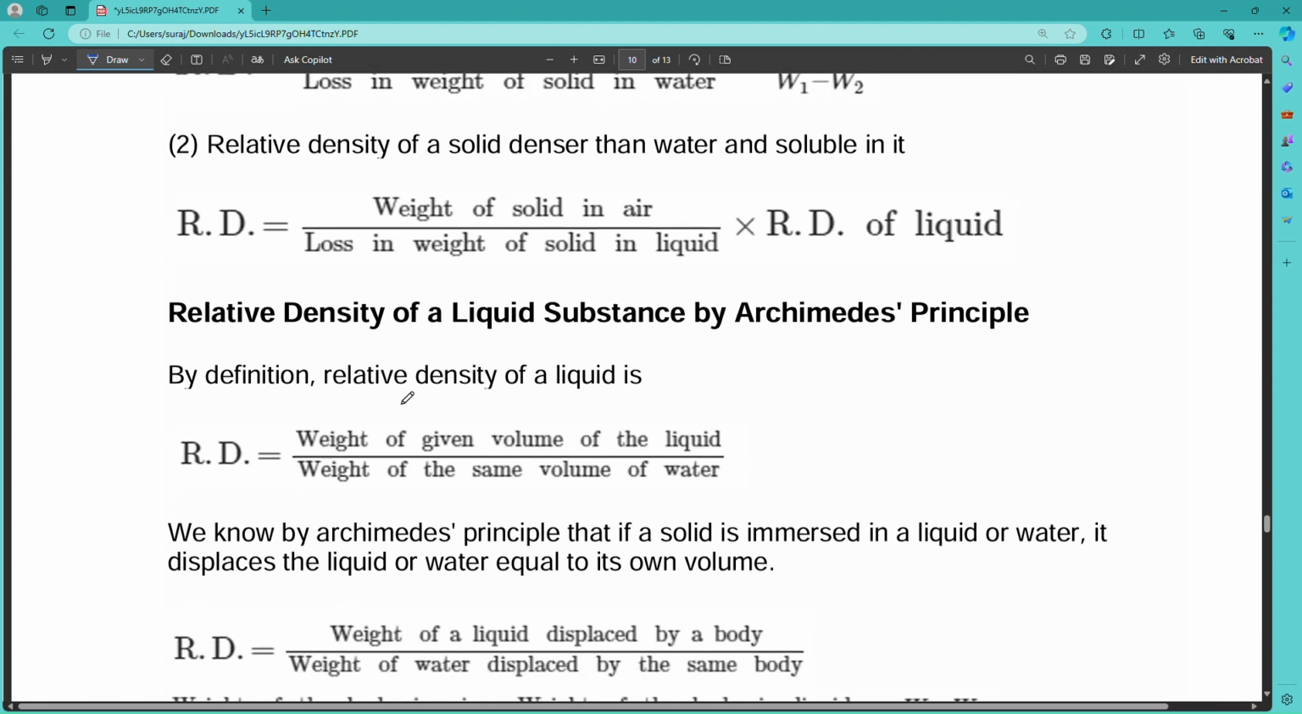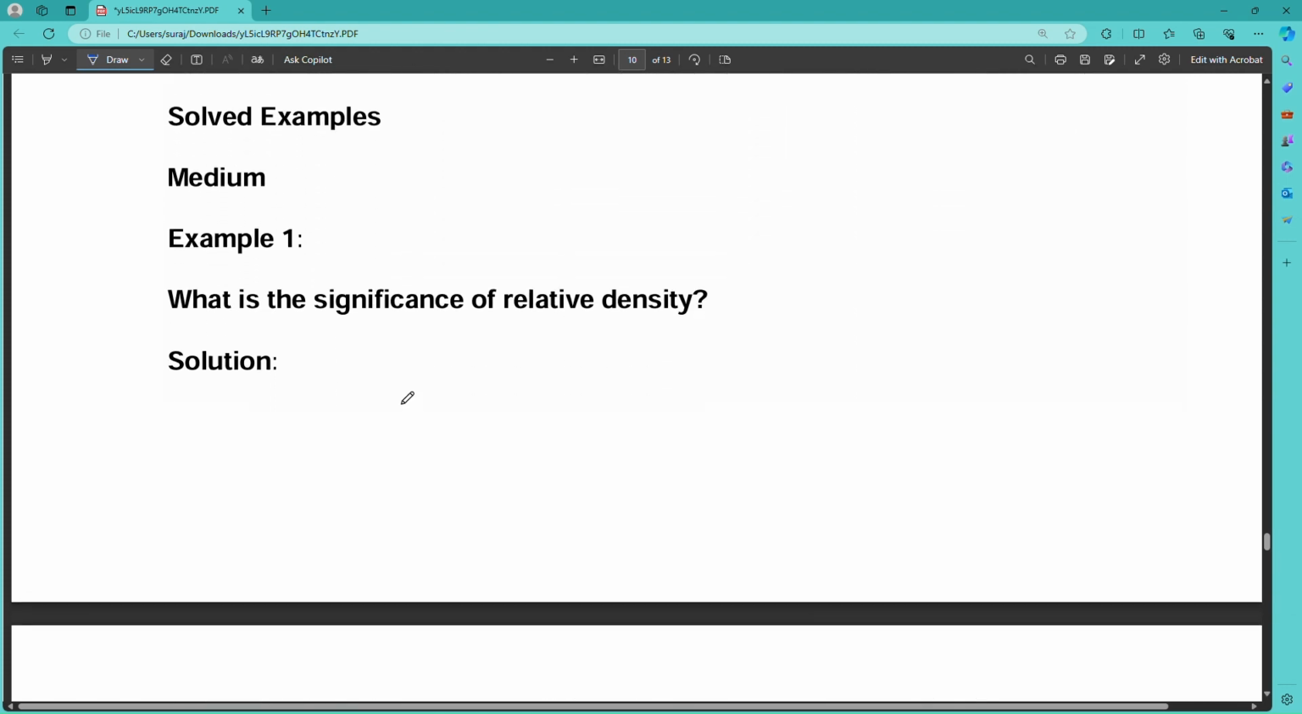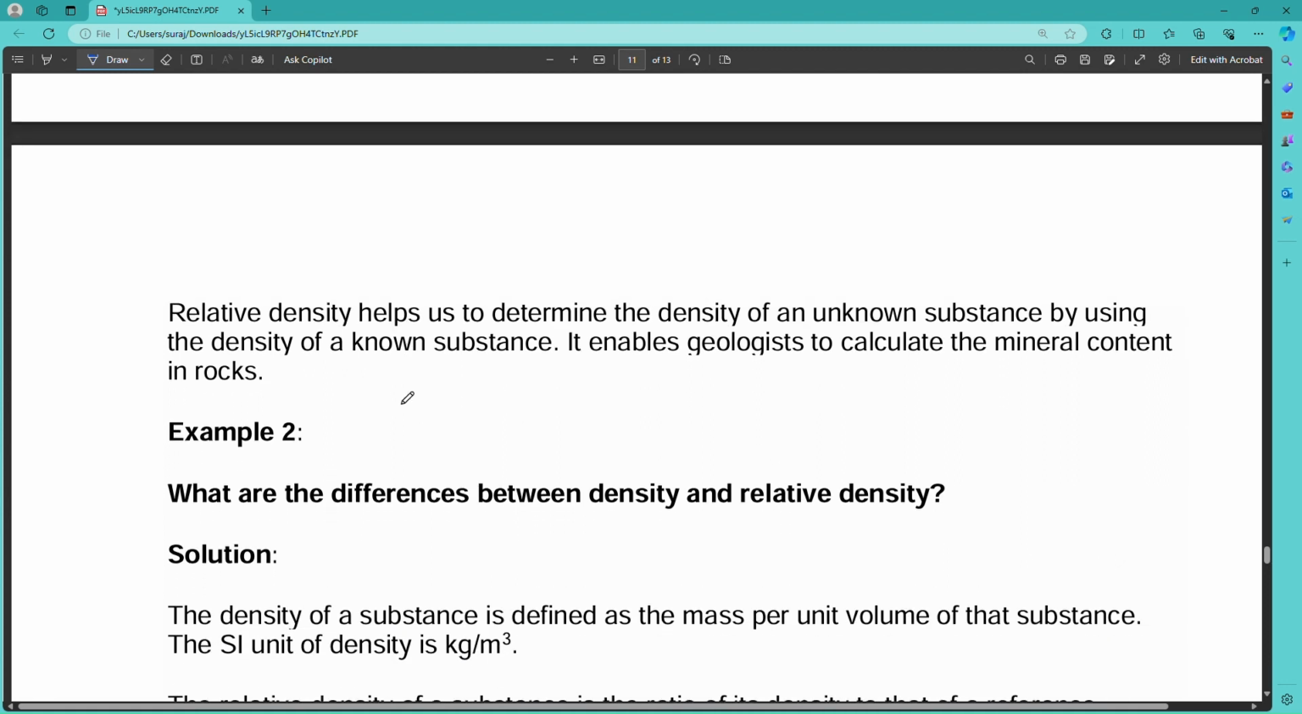So then the same thing, same formula, we have an example. What is the significance of the relative density? So relative density helps us to determine the density of an unknown substance by using the density of a known substance. It enables geologists to calculate the mineral content in rock.